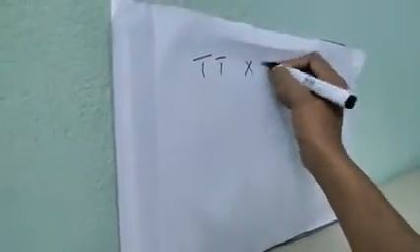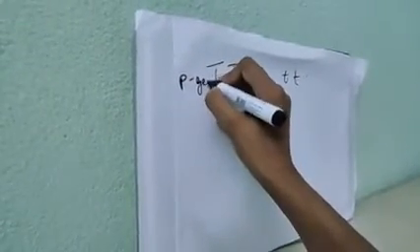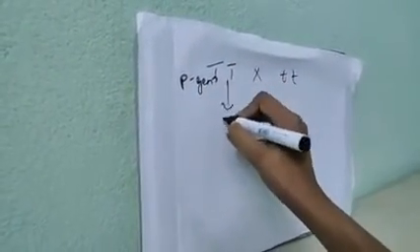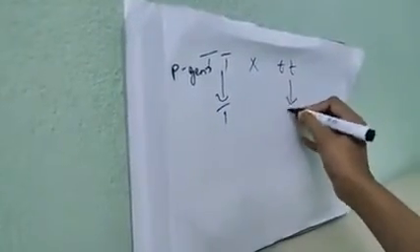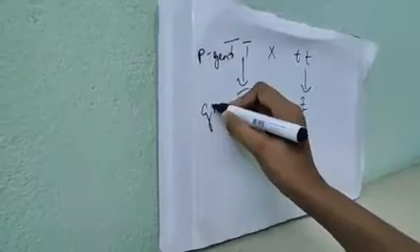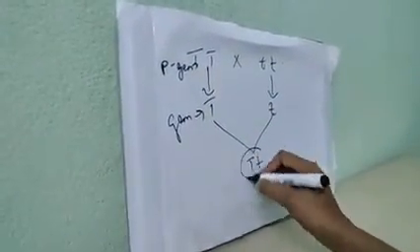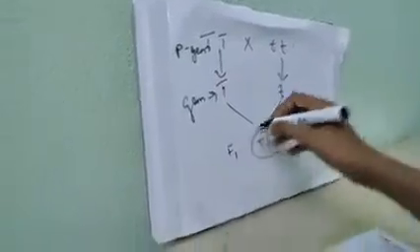So pure tall and pure dwarf, this is the P generation. Now gametes are coming out, right? Now they will intercross, these are gametes. So capital T, small t. This is the F1 generation. So it will be hybrid tall.